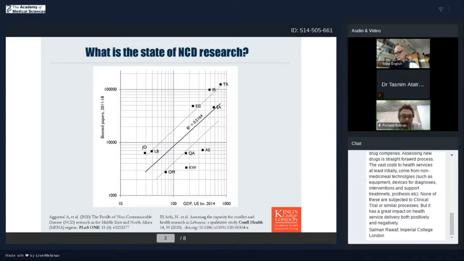So next slide, please. So let me start by saying we've done a lot of background work looking at capacity and capability across the region. And this is just to give you one example, which is looking at overall NCD outputs by individual countries.